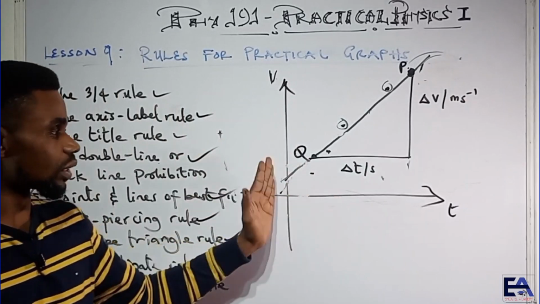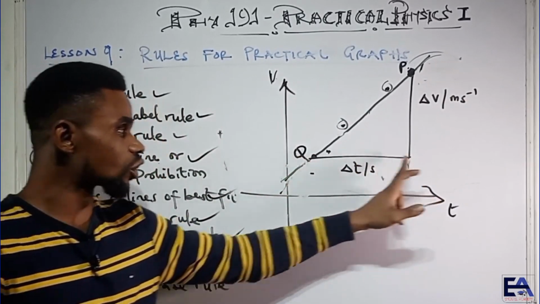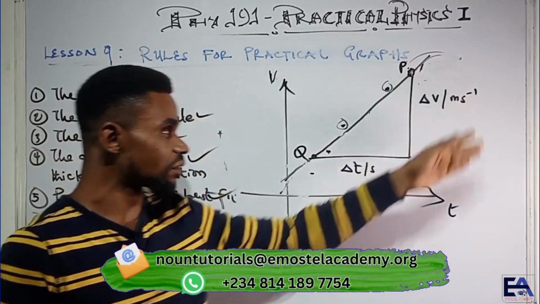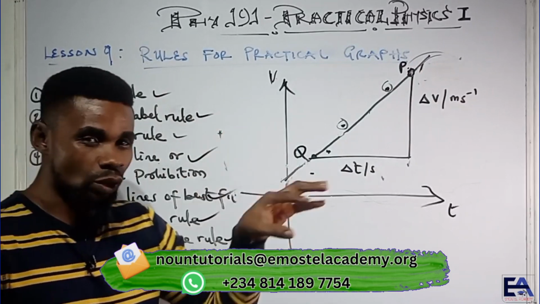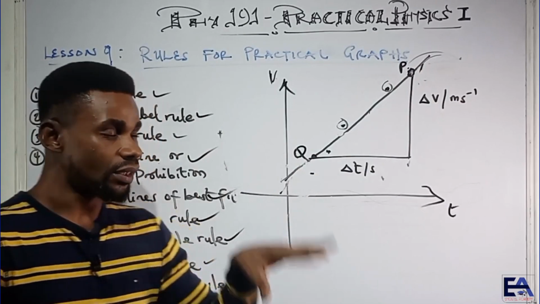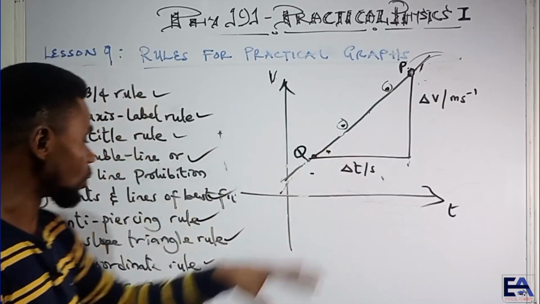So let them just know that the whole of this place is representing the change in value of the time, while from here to here represents the change in value of the velocity. But the coordinates should be written rather in your book. If at all you need to write them, it should be in the note side, not on the graph.